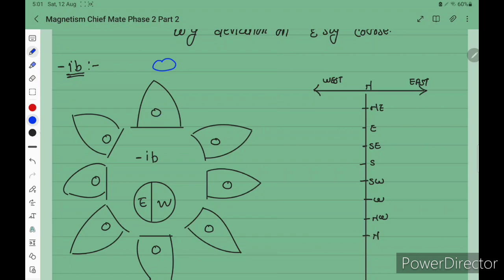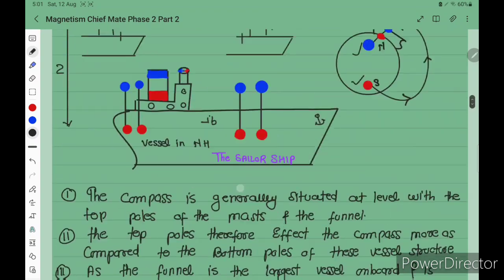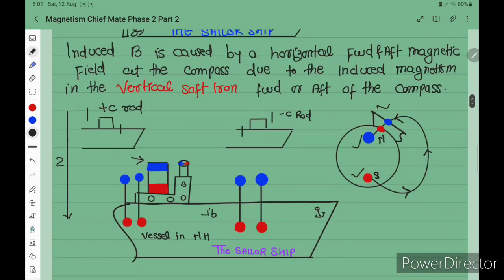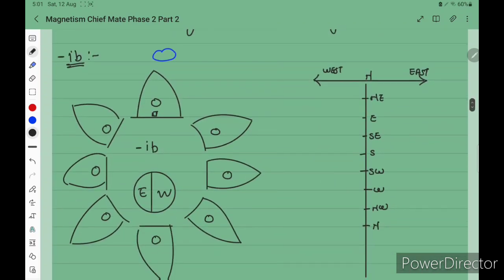So this is your funnel. Imagine this is your funnel. So if you see this diagram, we are talking about this picture looking from the top. If you look on the top, you will see the blue on the top. So this is your blue and the red is behind this. So we see the blue on top. Okay, now first we discuss the deviation, then we'll see the DF, directive force.